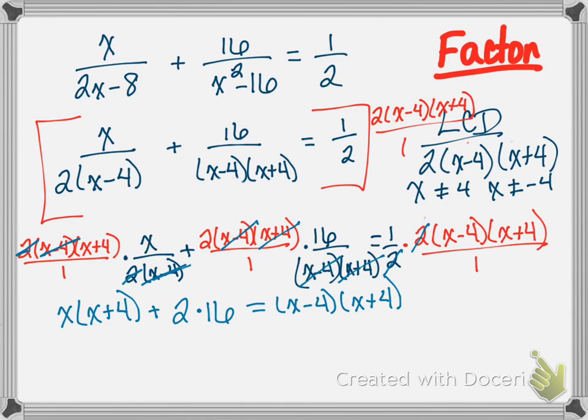What do I have to do in order to solve this? What's the first thing I'm going to do? Distribute, and then what am I going to do on the right-hand side? That looks like a FOIL. It is a FOIL, okay? I'm going to give you 1 minute to do that.